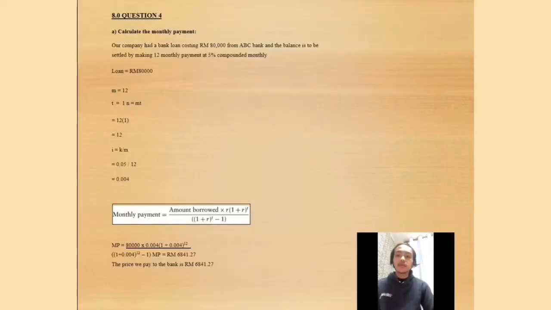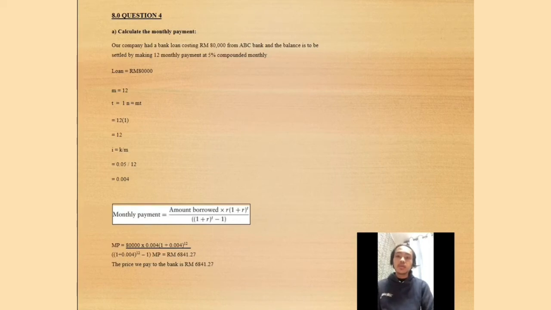For question 4, we need to calculate the monthly payment. As stated, our company made a loan from Bank ABC of RM 80,000 and the balance needs to be settled by 12 monthly payments at 5% interest compounded monthly. So by applying the monthly payment formula, which is amount borrowed times i(1 plus i)^n over (1 plus i)^n minus 1.